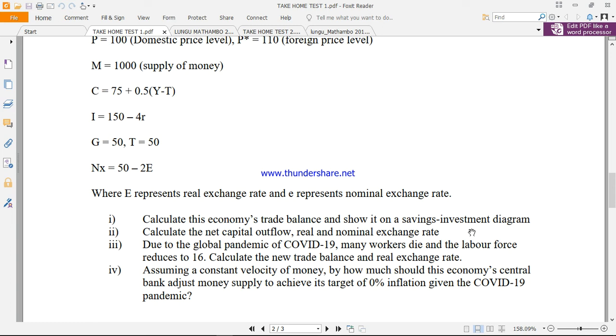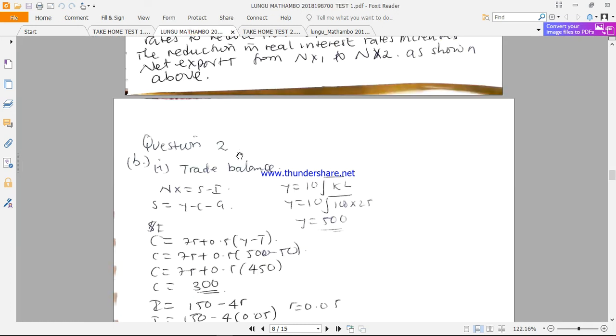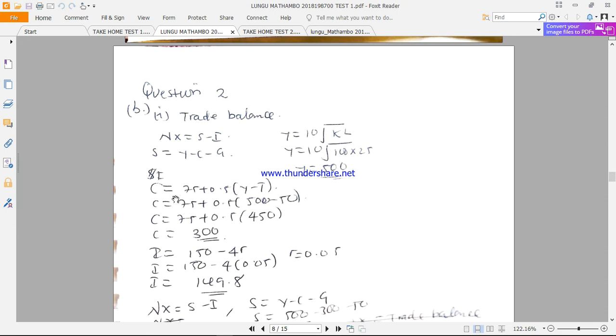So trade balance is just the difference between what we export and what we import, which must equal net export. So we can just use this equation if and only if we have the value for E. But then let's try to use one or two methods there. So we have got this equation. The consumption function is 75 plus 0.5 (y minus t). But then we've been given what y is, and we've been given what taxes are.